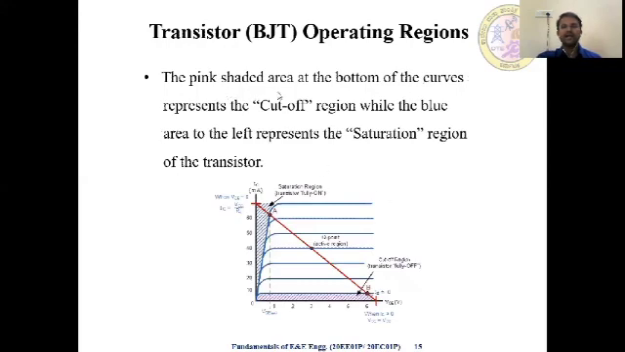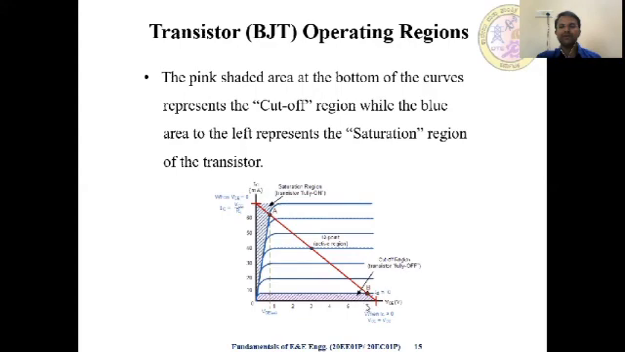The pink shaded area at the bottom of the curve represents the cutoff region. See, this is the cutoff region. It has been clearly indicated by the arrow mark here. So the transistor is fully off in this region. The area to the left represents the saturation region. This is the saturation region.